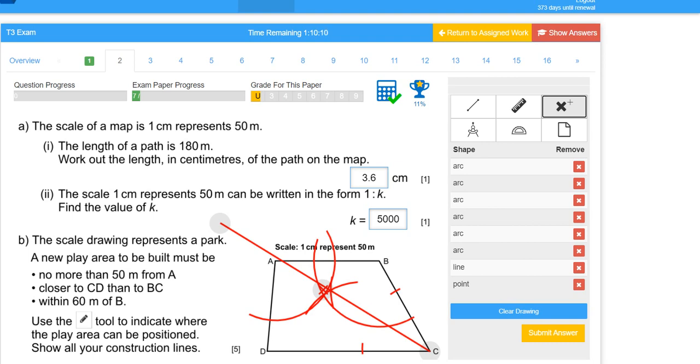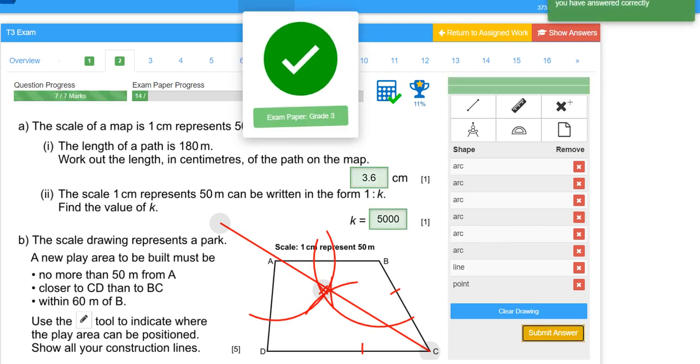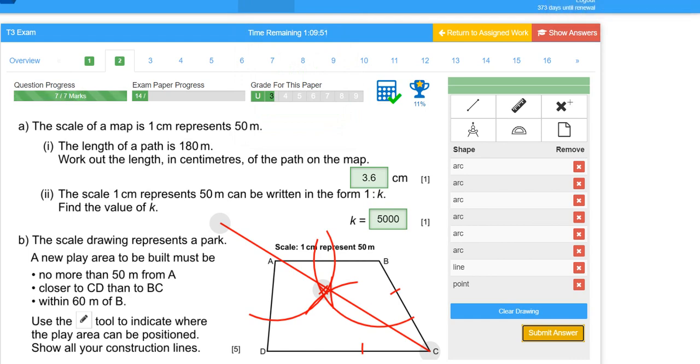Now that is a particularly complicated construction, and MathsWatch often is not very forgiving, and it may well be that it doesn't like that, says I'm slightly out. We'll have a look and we'll see how that looks. And there you go, actually gave me the marks. I was close enough. And notice I'm up to 14 points and I'm already at a grade 3. Let's try question 3.